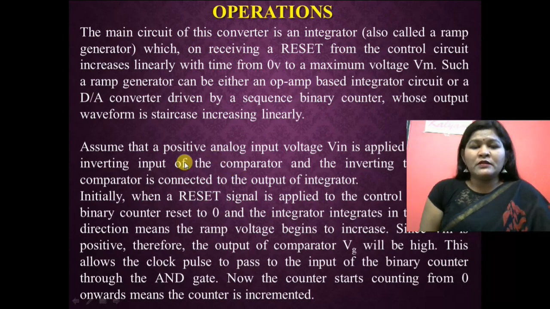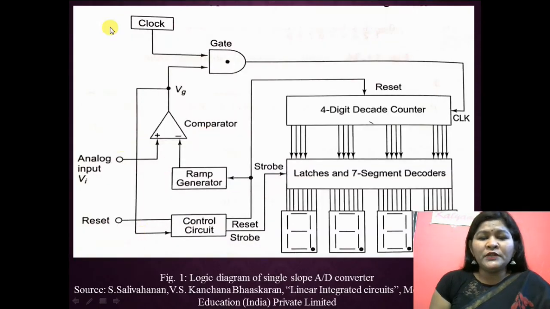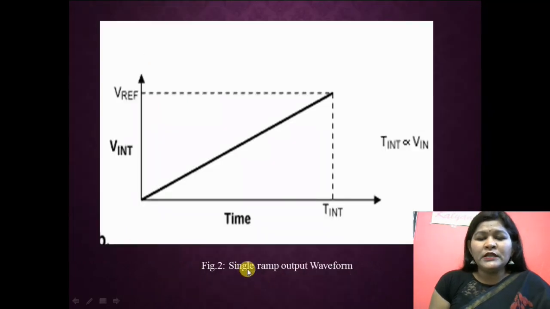Let us assume that the positive analog input Vin is applied at the non-inverting input of the comparator. Here is the basic logic diagram of the single slope A by D converter, and this is the single ramp output waveform. As you can see, from 0 volt the output increases in the positive direction. So the integrating time period is proportional to the input voltage.